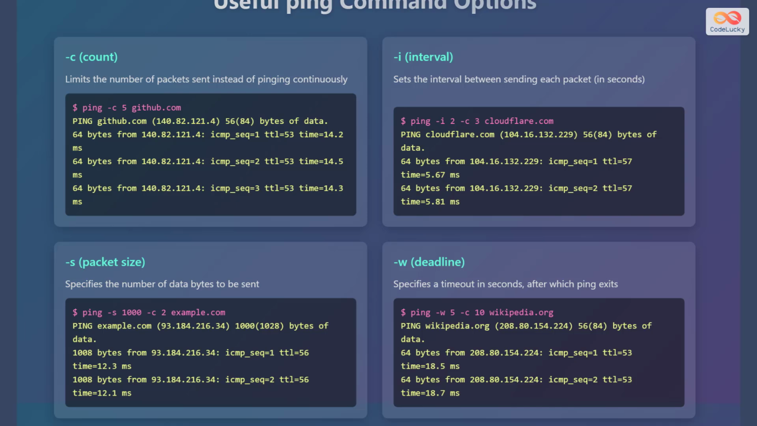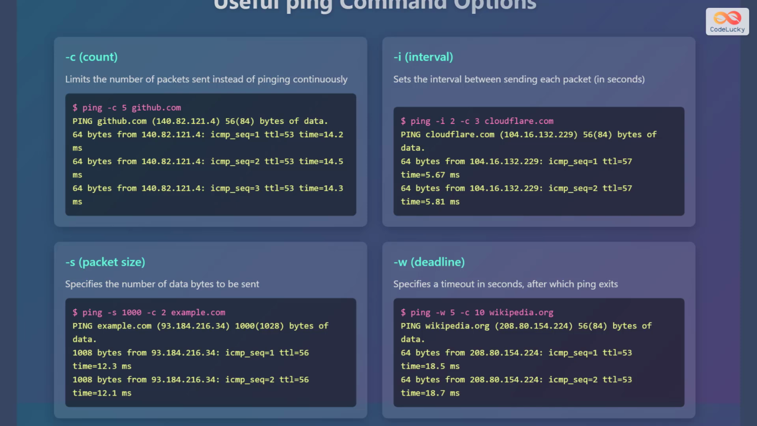Another option is the -s, also known as packet size, which specifies the number of data bytes to be sent. For example, $ping -s 1000 -c 2 example.com. This command sends 2 pings to example.com with a packet size of 1000 bytes.